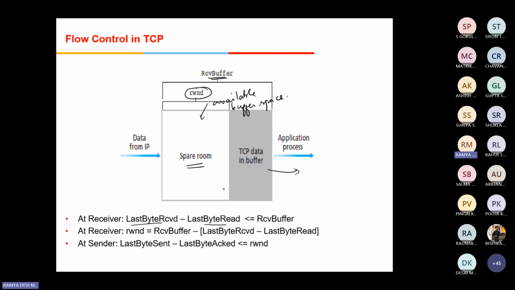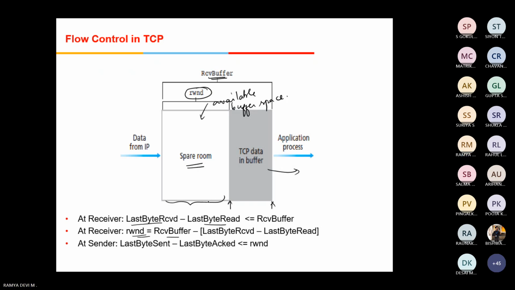This is the last byte received and this is the last byte read. So this should be less than or equal to the receive buffer. The receiver window should be equal to the receiver buffer minus (last byte received minus last byte read). So this will be your receiver window, and that's what we have represented.